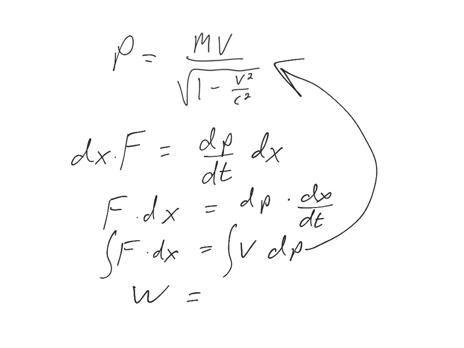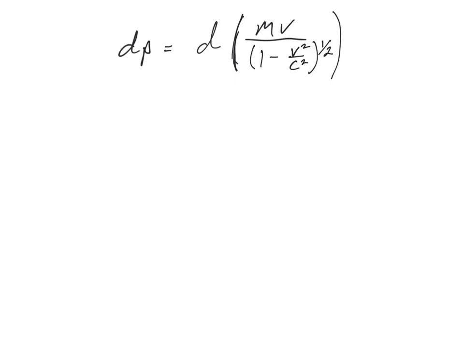So step one, we're going to use the quotient rule to take the derivative of this with respect to v, and then we are going to integrate. All right, so step one. We're going to take the derivative of the relativistic momentum. That means we take the derivative of mv over the square root of 1 minus v squared over c squared. I replaced the square root with raising it to the 1/2 power.